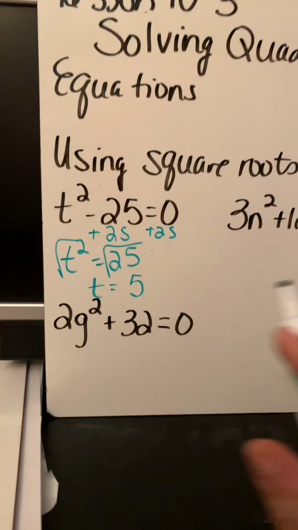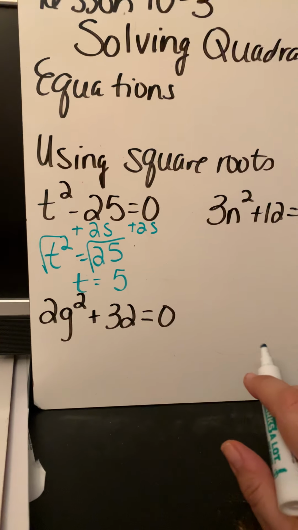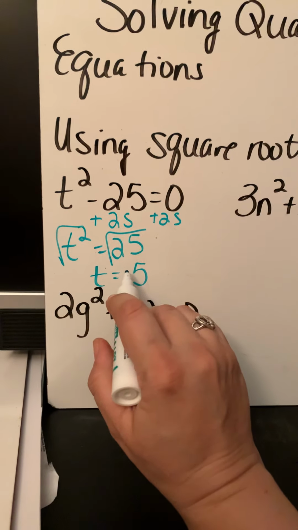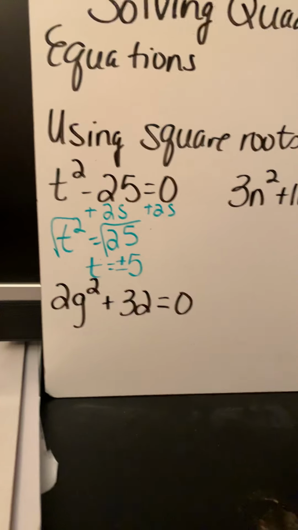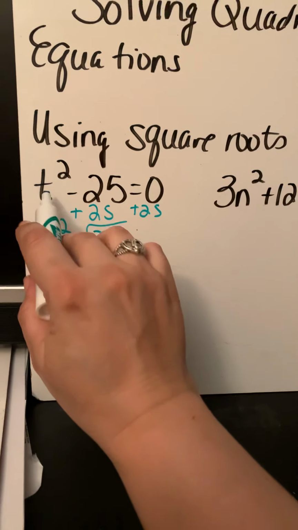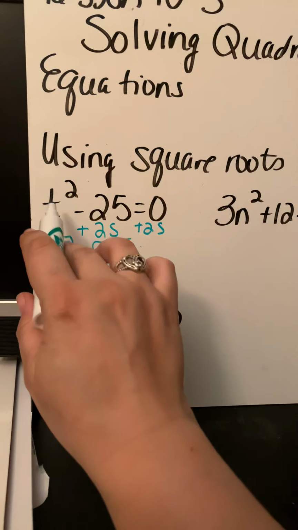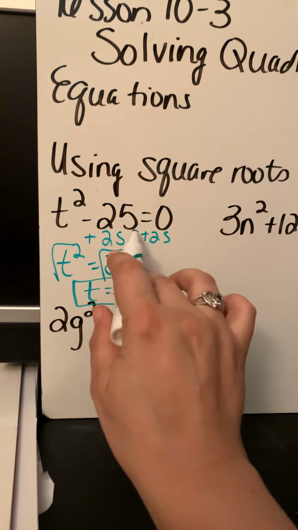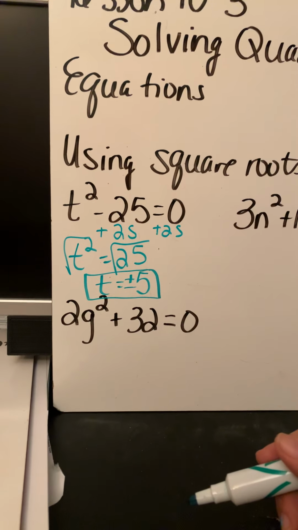Now here's the clicker with these. There's always going to be two solutions. So make sure next to that solution that you get, you put in a plus and a minus. And you're done. And if you have to, plug it back in. 5 squared would be 25, minus 25, 0. Negative 5 squared would be positive 25, 25 minus 25, 0. They both work. That's why you have the two solutions.